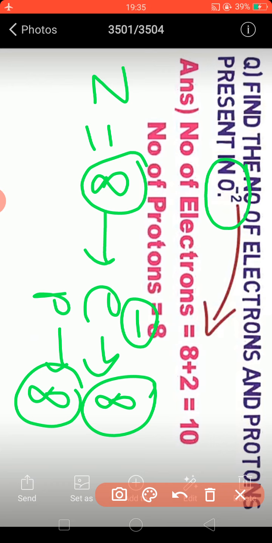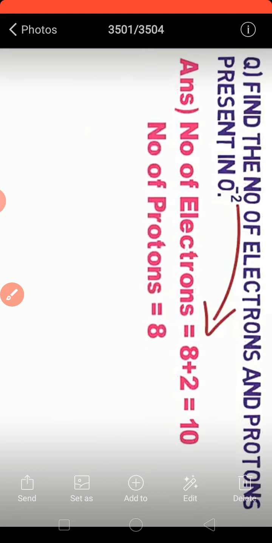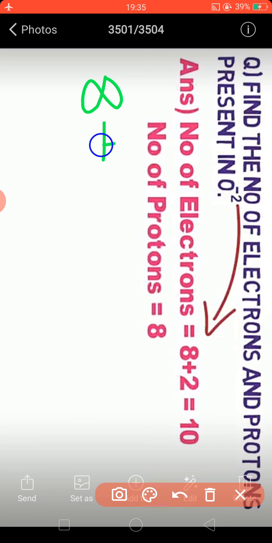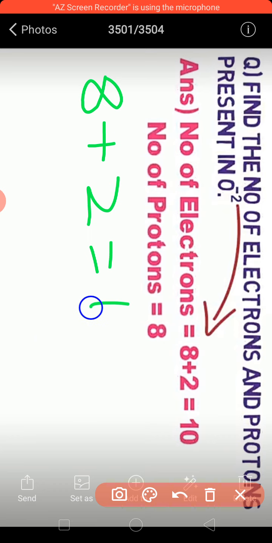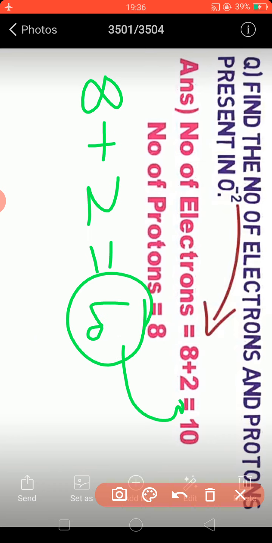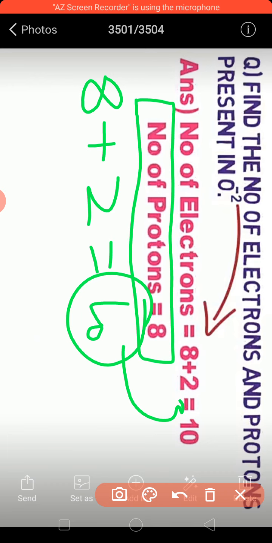So we know that whenever there is a 2 negative charge, it means it has gained 2 electrons, as we have studied on the previous page. So if we want to find the total number of electrons inside the oxygen atom, it was already 8, and 2 more have been added, so in total we have 10 electrons. But if we talk about protons, protons will remain the same. There were 8 protons earlier, and there are still 8.